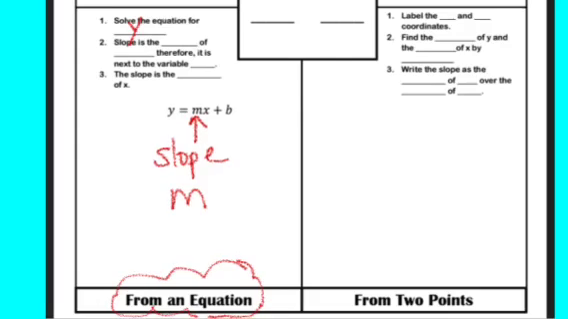If you had an equation that looked like y plus 2 equals 3x, you may or may not recognize that the slope is 3 because the 2 is over here. So you could subtract 2 from both sides, and then you would know y equals 3x minus 2.